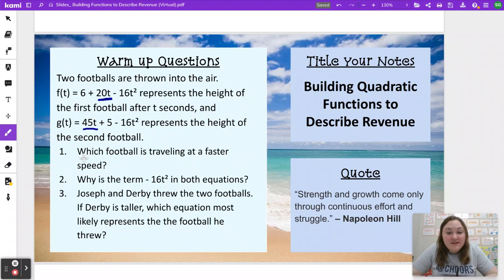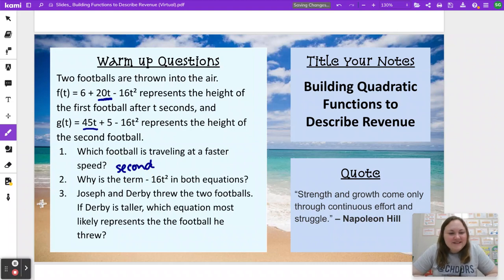So which football is traveling at a faster speed? This first one is traveling at 20 feet per second, and then the second one is traveling at 45 feet per second. And so that second one is going to be at the faster speed. I'm going to say the second football.